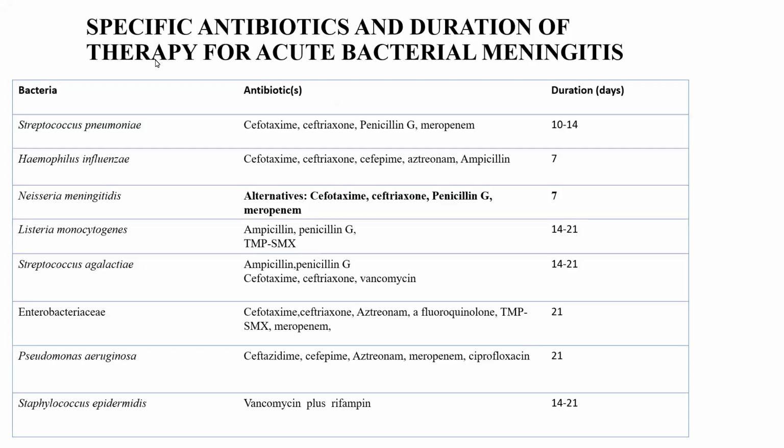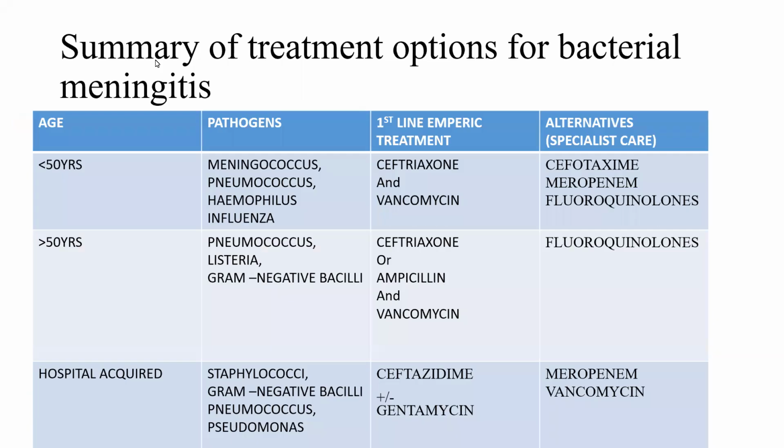This also gives us a diagram showing the various causative organisms with the selected antibiotics and the duration that the antibiotics can be given. Typically for Neisseria meningitidis, we go with ceftriaxone and vancomycin. You can give this between 7 to 14 days. This gives a summary of the causative agents and the first-line empiric antibiotic treatment according to the standard treatment guidelines.